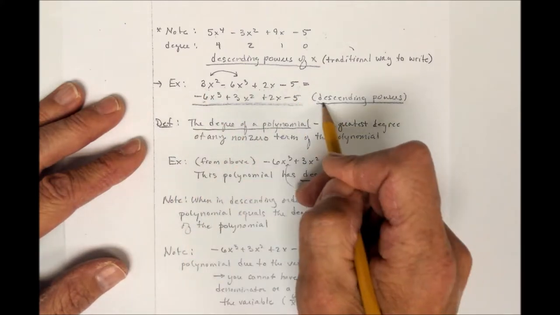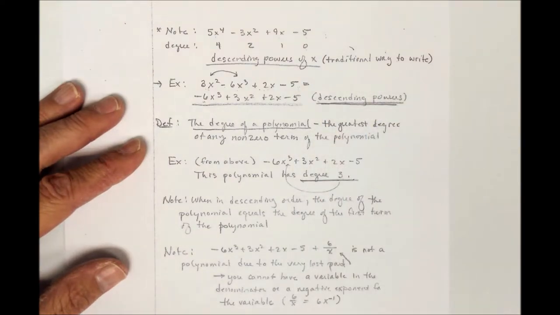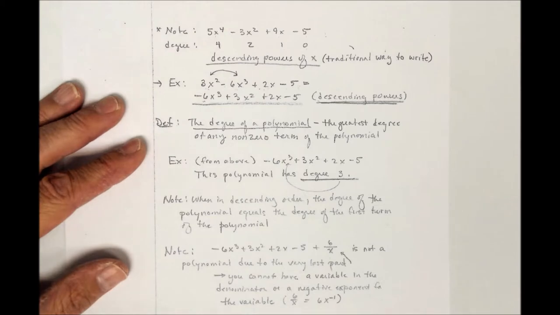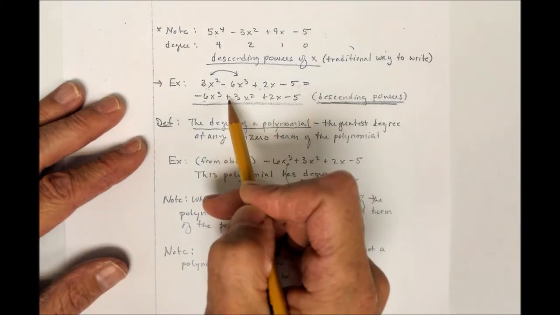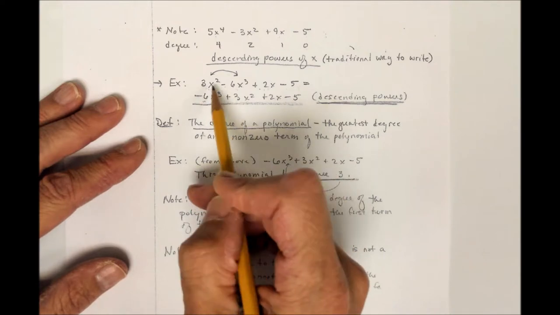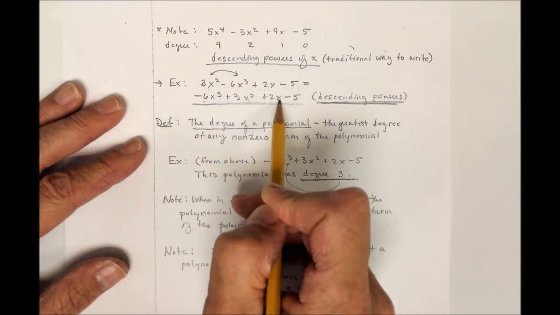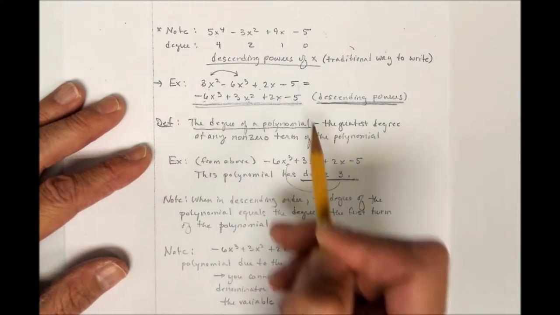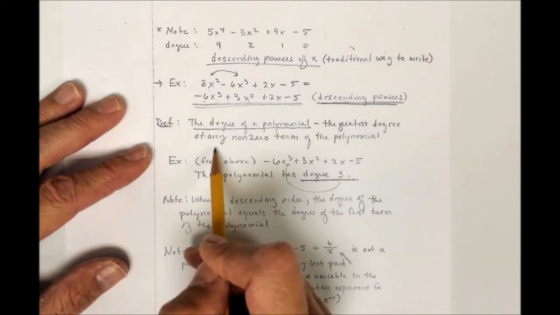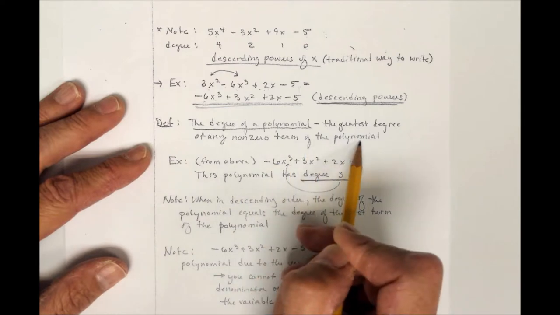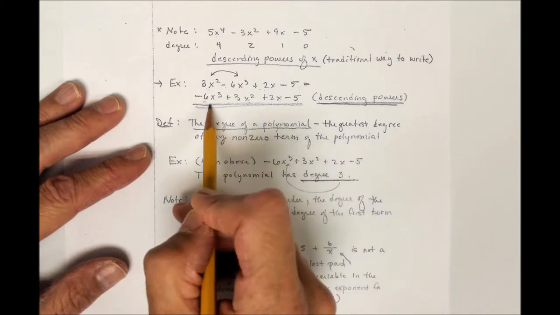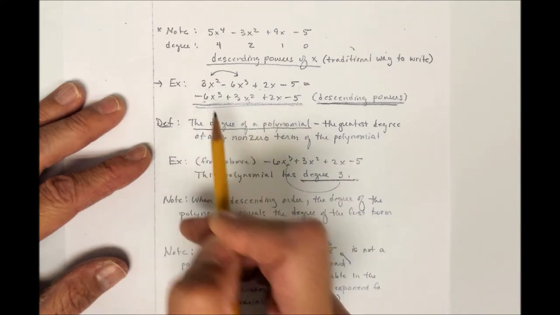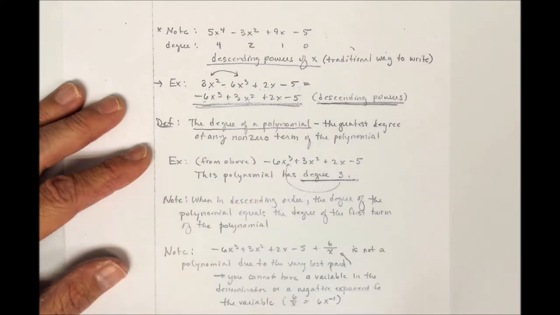Once you've written it that way, then you have descending powers or descending order. Sometimes they're called that, or decreasing order. All right, so the degree of a polynomial. Now we've talked about the degree of a single term, degree 3, degree 2, degree 1, degree 0, but the degree of a whole polynomial is the greatest degree of any of the non-zero terms of the polynomial. So see, this was degree 3, that was its greatest, so we would say that this polynomial has degree 3.